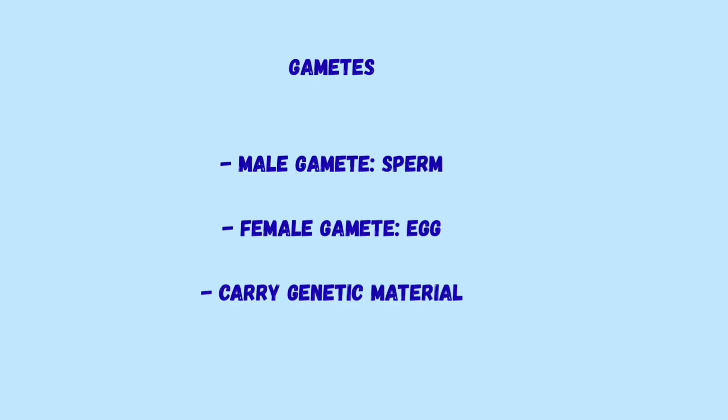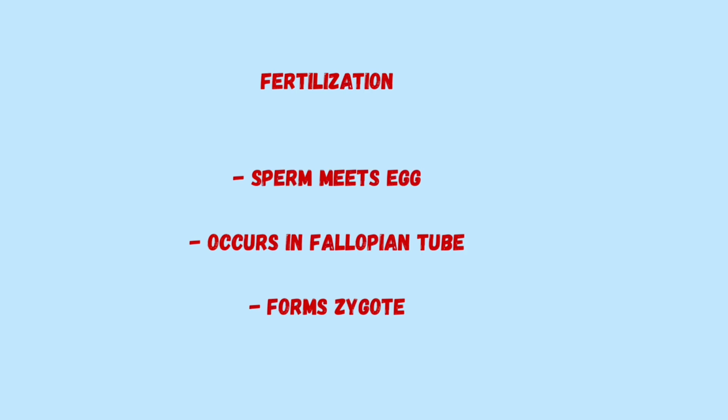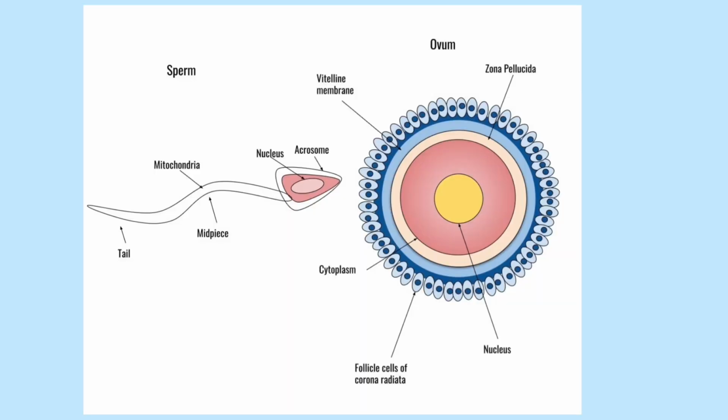Now we will talk about the gametes. What is the male gamete? It is a sperm. The female gamete is an egg and they carry genetic material. Now we talk about fertilization. The sperm meets the egg in the fallopian tube and they form a zygote. Understand? Now zygote formation, how does it happen?